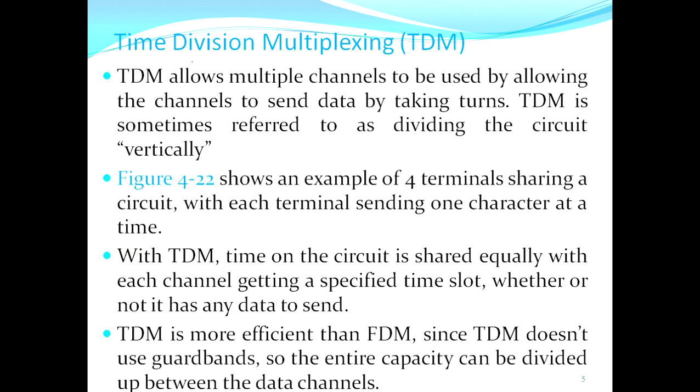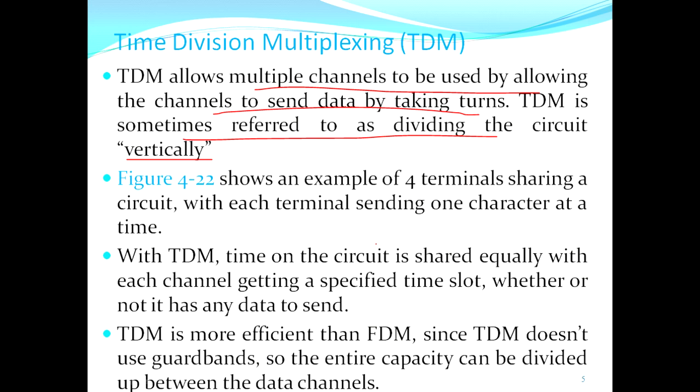And the next one is time division multiplexing, which is TDM, which allows multiple channels to be used by letting the channels send data by taking turns, right? Similar to FDM, where we divided the single spectrum into a number of frequency bands, here the single spectrum is converted into time slots. The total time has been divided into a number of time slots, and each time slot is assigned to an individual user. So TDM is generally referred to as dividing the resources in a vertical manner, right?